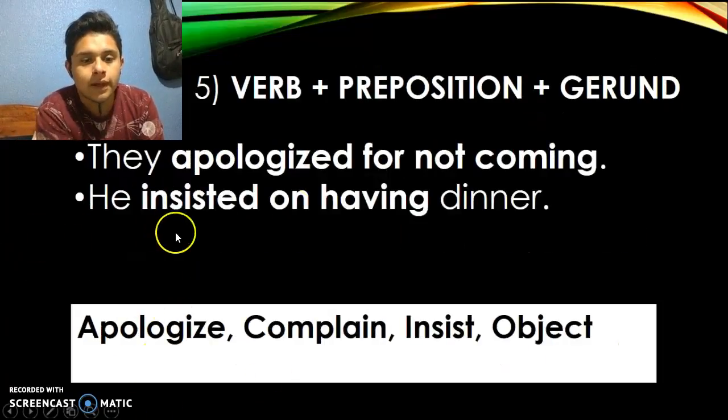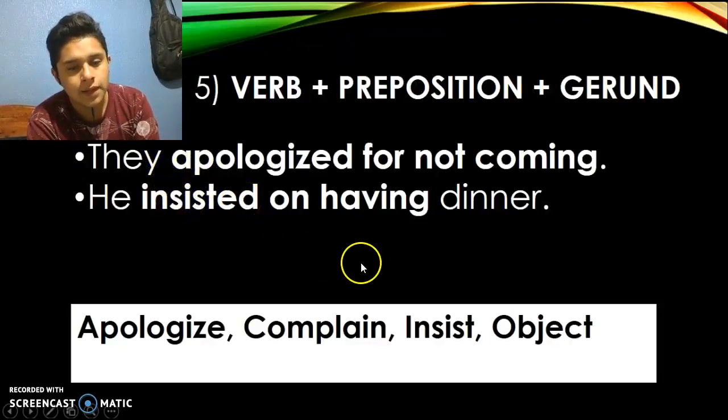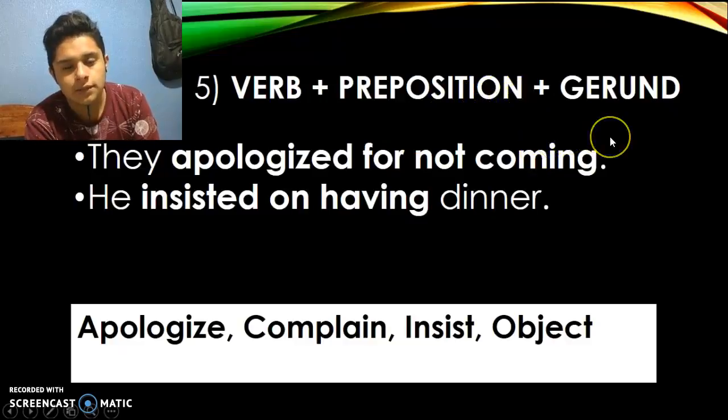Next one, we have verb, preposition, gerund. Examples that we have here: they apologized for not coming. He insisted on having dinner. As you can notice in the first example, we have a negative sentence. So the negation is right here between the preposition and the gerund, just to take into account this thing.